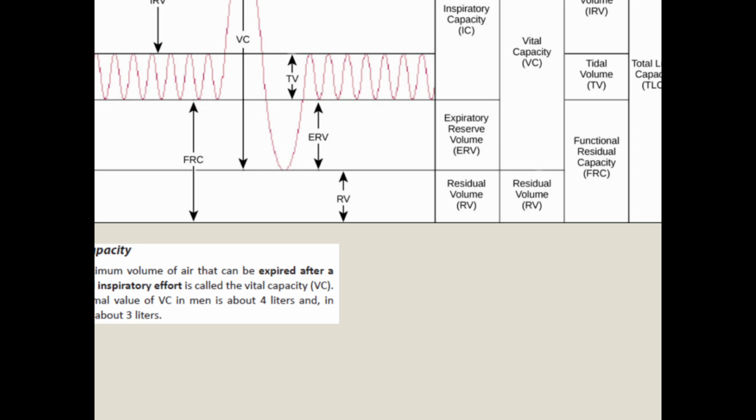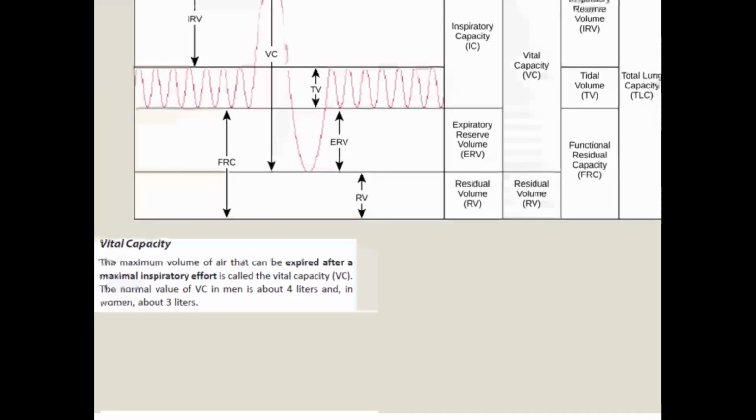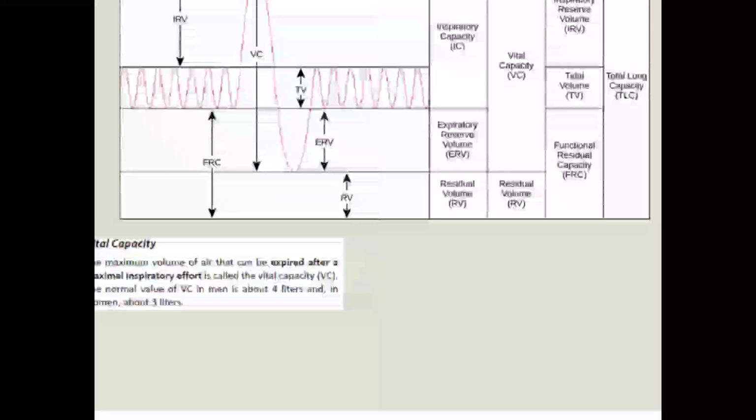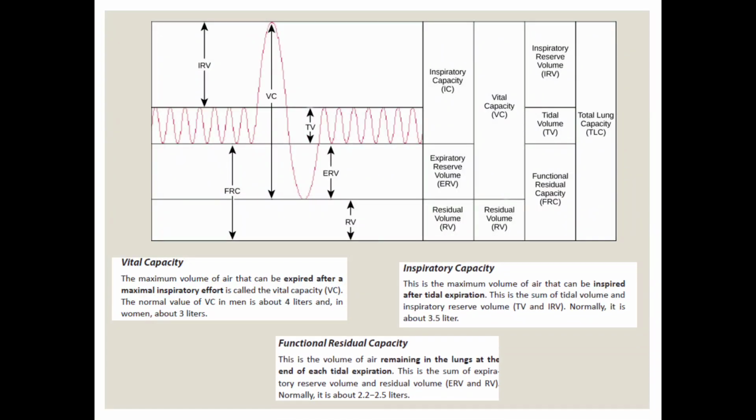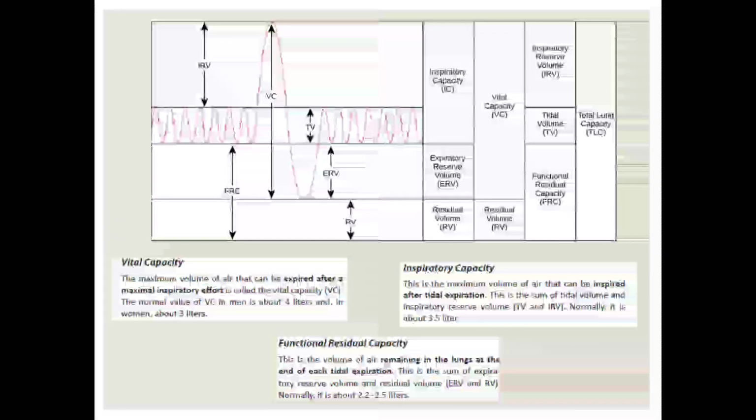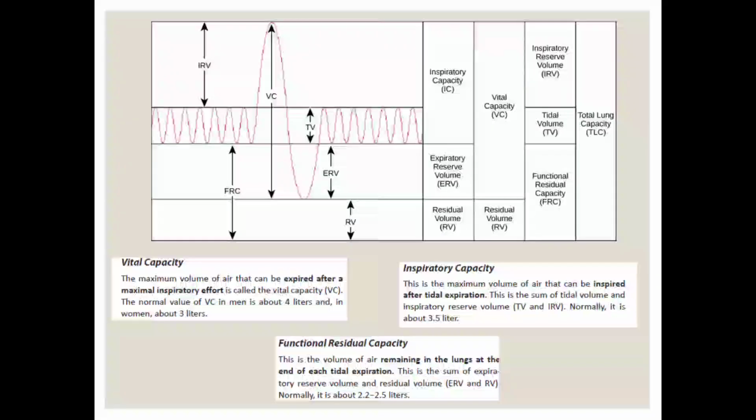Then come to the next capacity, that is the functional residual capacity. We get the functional residual capacity by adding the residual volume and the expiratory reserve volume. By definition, this is the volume of air remaining in the lungs at the end of each tidal expiration, and this is the sum of expiratory reserve volume and the residual volume. Its normal value is around 2.2 to 2.5 liter.